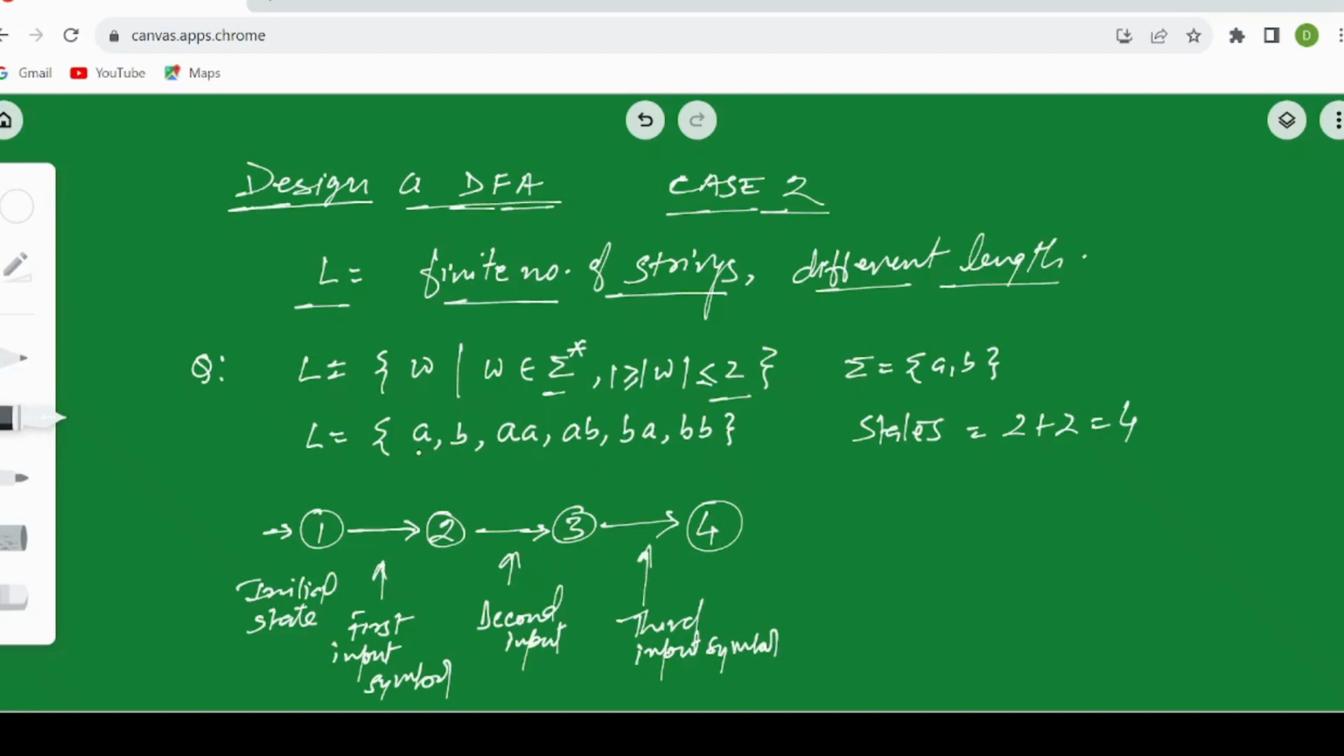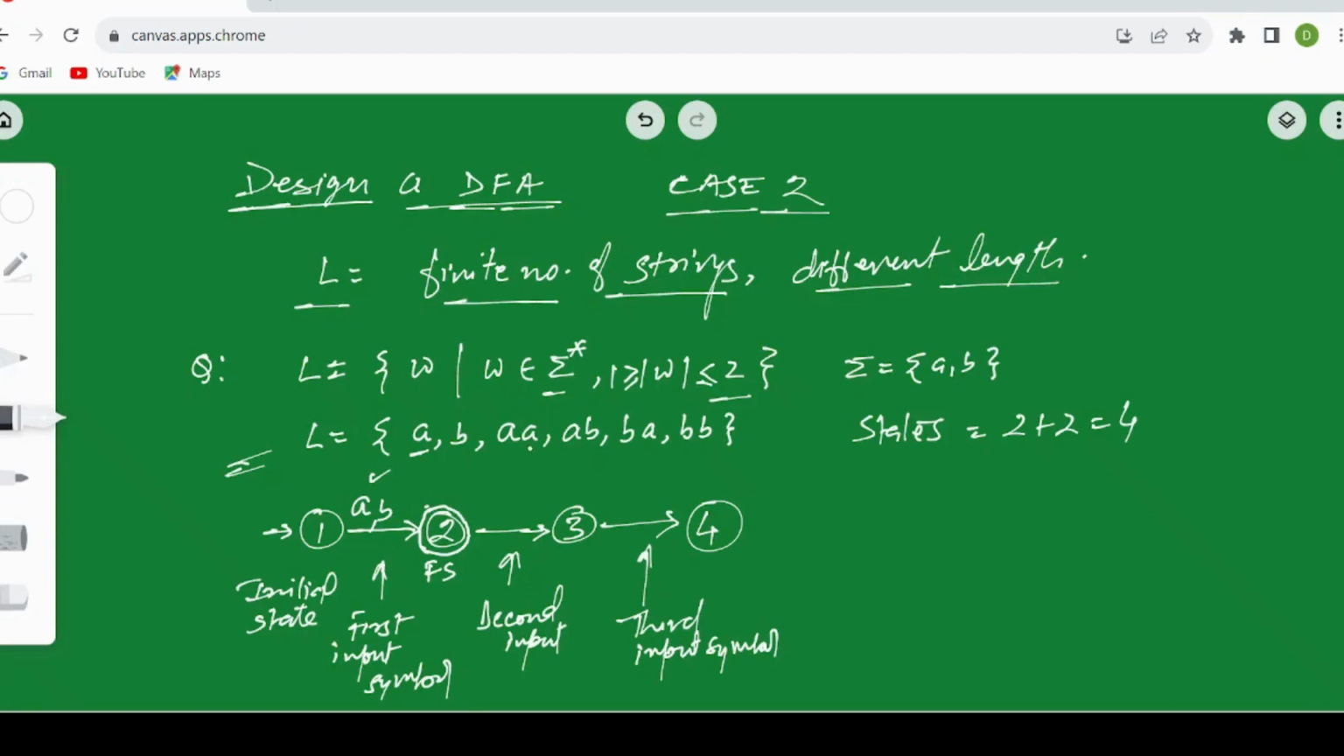So from the language, it is clear that the automaton will accept all the strings whose length is 1. That is single A or single B, both are accepted. So by consuming single A or single B, the machine is reaching state 2. Therefore, state 2 will be a final state in order to accept the strings of length 1.